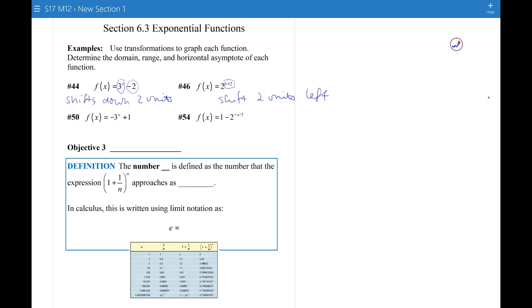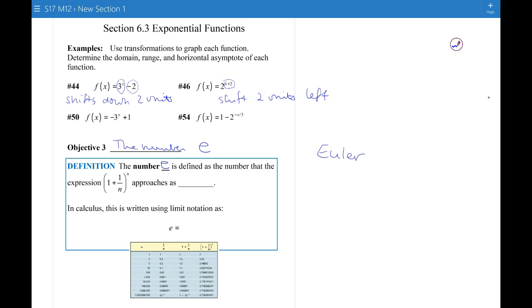And then let's talk about these other two together. Objective 3 is about the number e that's on your calculator. It's an actual number, and it comes from the Swiss mathematician named Euler. It's pronounced like a German word, Euler. And so it's in his honor that the letter is called e.